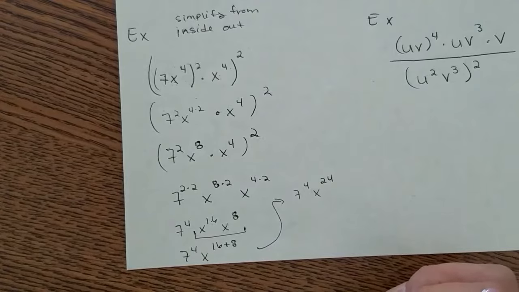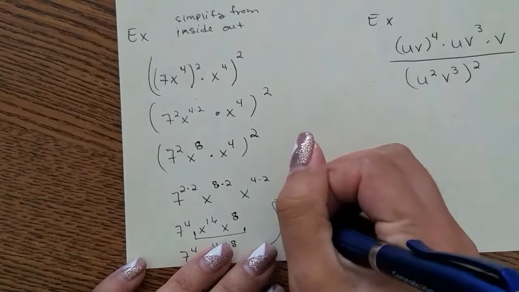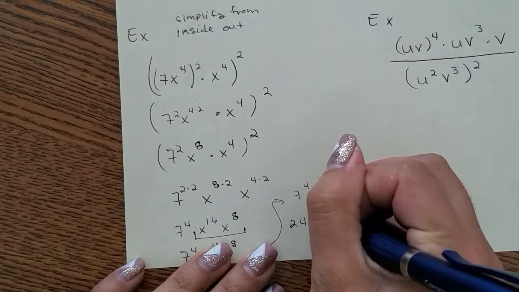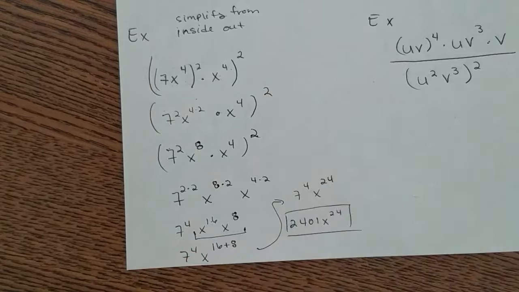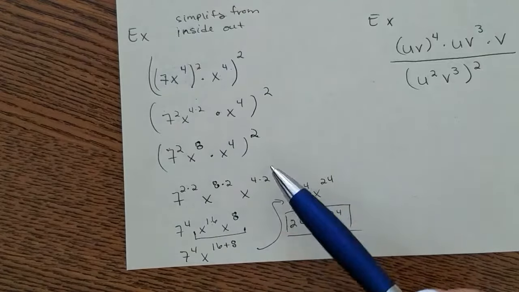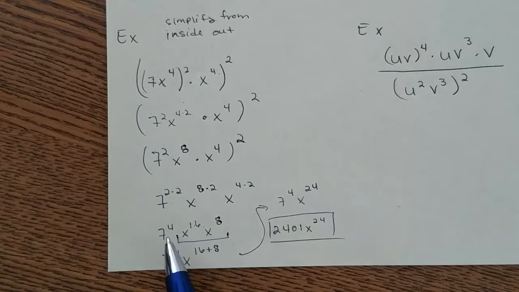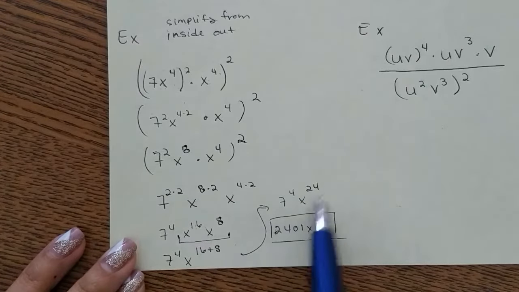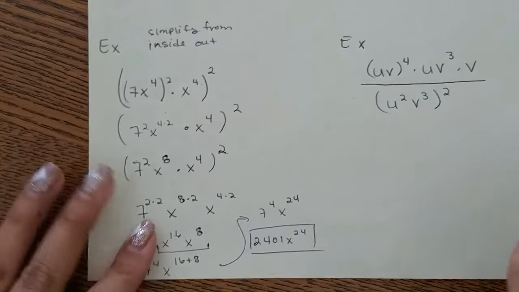And then you need to evaluate that 7 to the 4th power, which is huge. Okay, 2,401 x to the 24th power would be your final answer there. On a quiz or something, if you leave it like this, you'll lose points. Okay, that would be minus 1 point there because you didn't evaluate that.